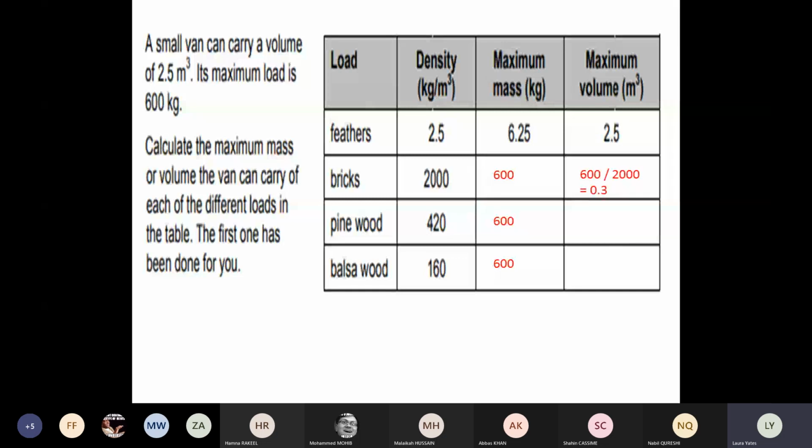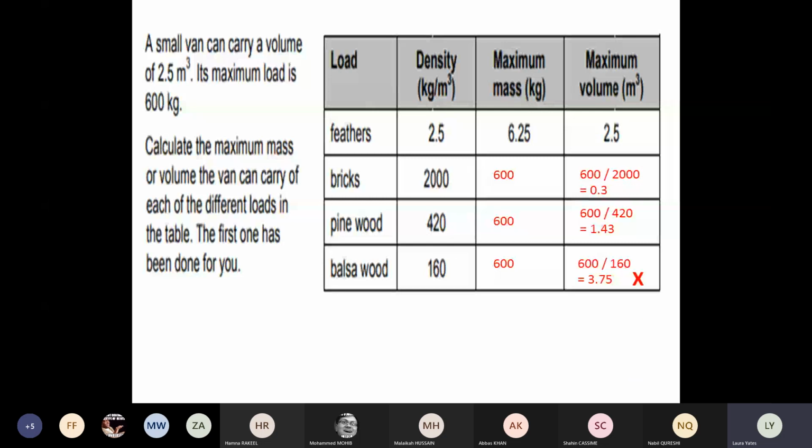So for the maximum volume for the bricks, it would be 0.3. So 600 divided by, because mass divided by density, divided by 2000. Pine wood would be 600 divided by 420, so that'd be 1.43. And then for balsa wood, 600 divided by 160 would be 3.75.